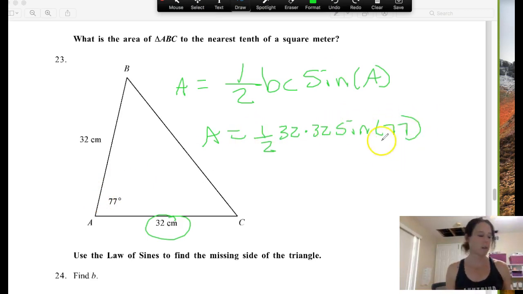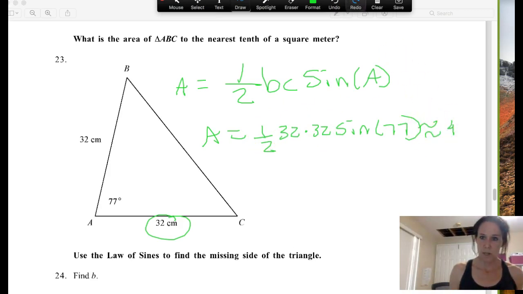Now you need a calculator to find sine of 77, so go ahead and do that on a calculator. Sine 77 times 32 times 32, then divide that by 2, and it's approximately 489.9, and it says to the square meter, but it's actually centimeters.